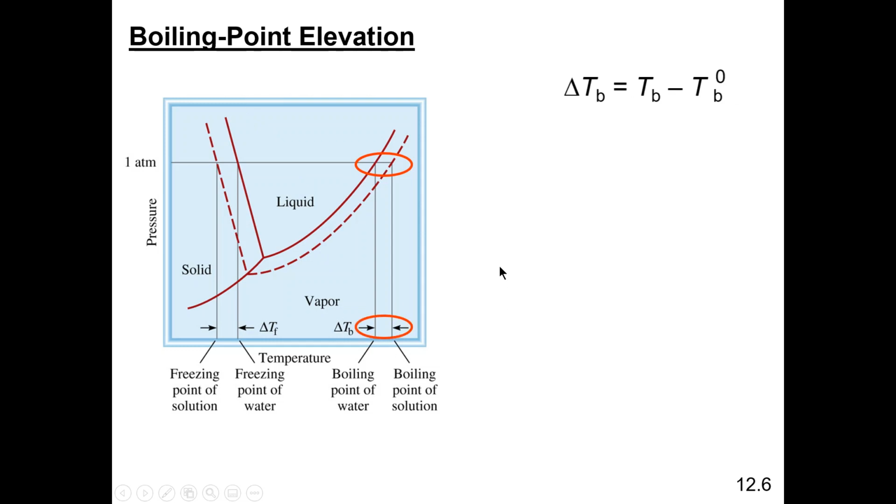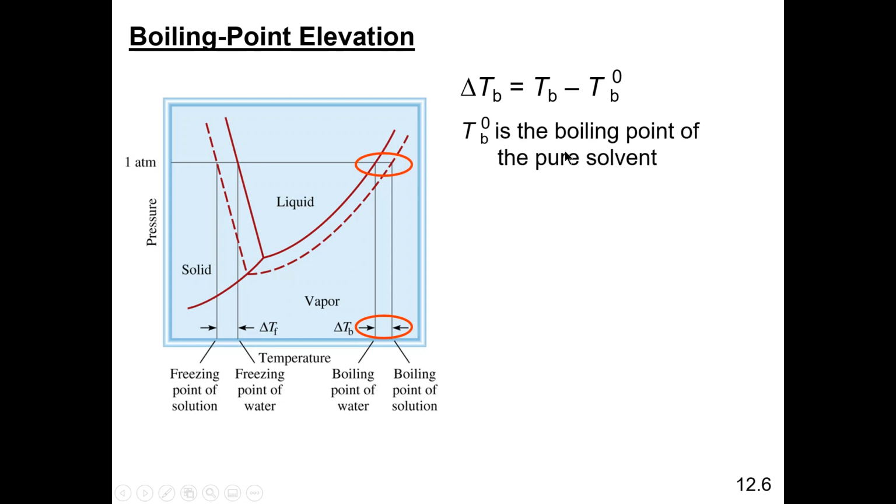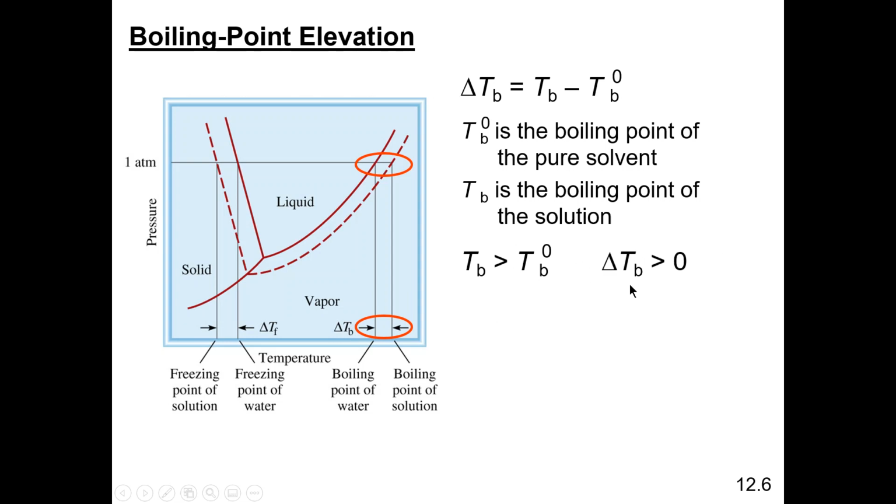All right. So the elevation of the boiling point would be the difference between the boiling point of the solution and the boiling point of the solvent. So that's what these two terms represent, right? TB0 represents the boiling point of the pure solvent, while TB is simply the boiling point of the solution, all right? And remember, the boiling point of the solution is going to be higher than the boiling point of the solvent, so therefore the change in the boiling point will be positive. So therefore, that's what this is saying. TB is going to be greater than TB0, or the change in the boiling point is going to be positive.